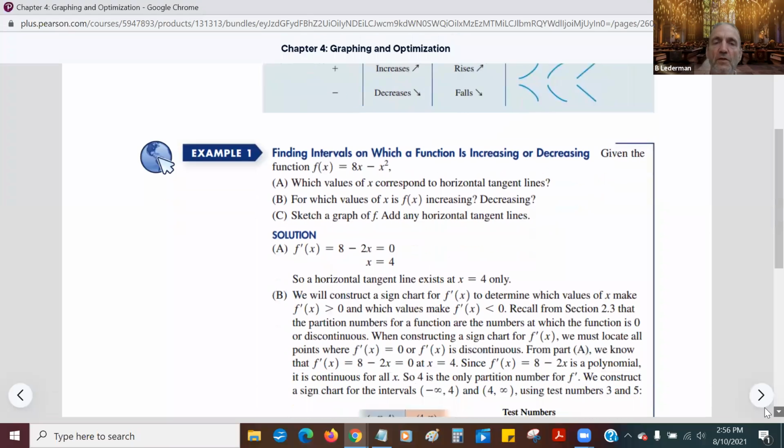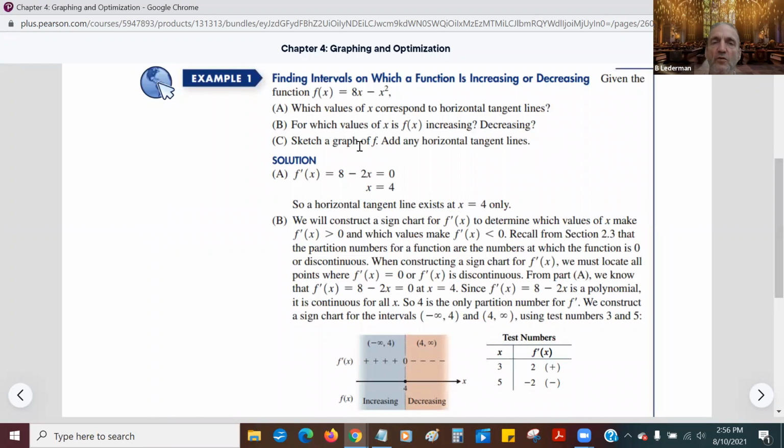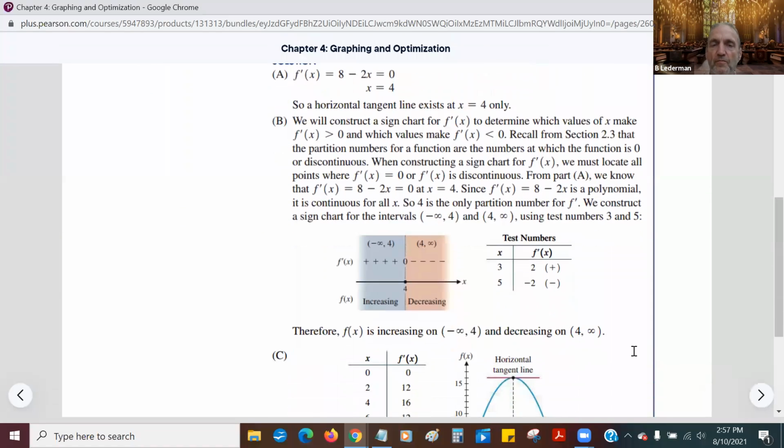Okay, so first of all, where are the horizontal tangents? Well, if I take the derivative of 8x minus x squared, I get 8 minus 2x. Set that equal to 0, because a horizontal tangent means a 0 derivative, and I get x equals 4. So the horizontal tangent line is only going to be at x equals 4. Now let's construct a sign chart for 8 minus 2x, so I'm looking at f prime.